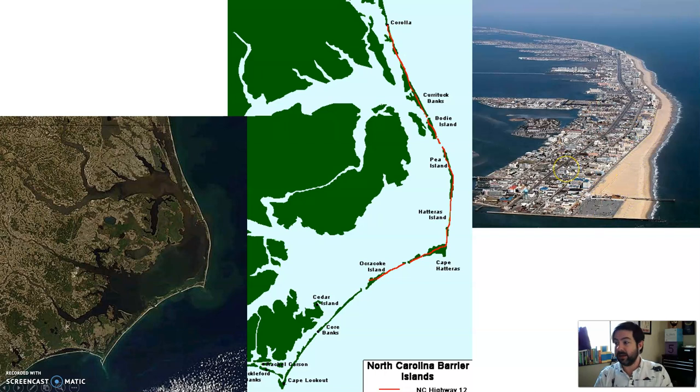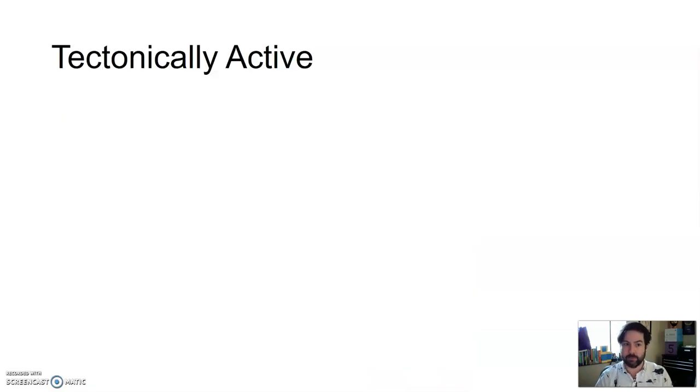This is what a barrier island looks like from above. But in any case, tectonically passive, very gentle slope. You know, there's not rugged terrain, very gentle sloping terrain, sandy beaches. That's typically what you see at a passive margin.